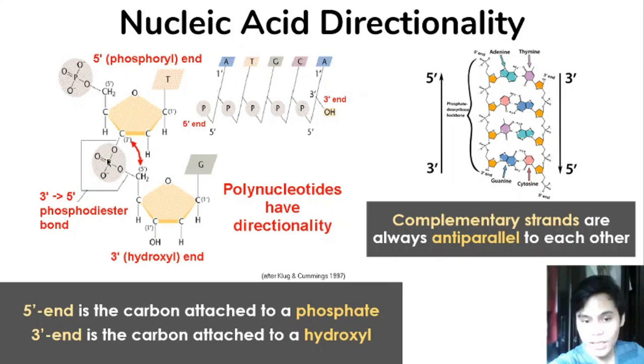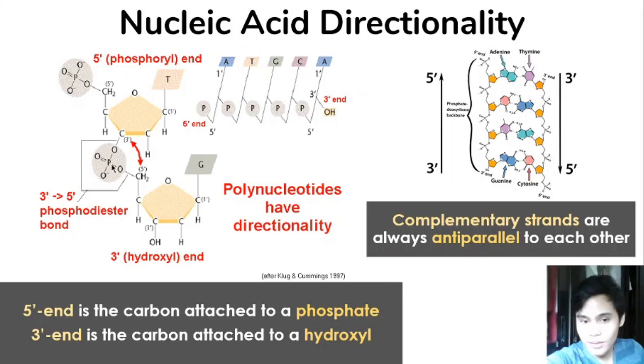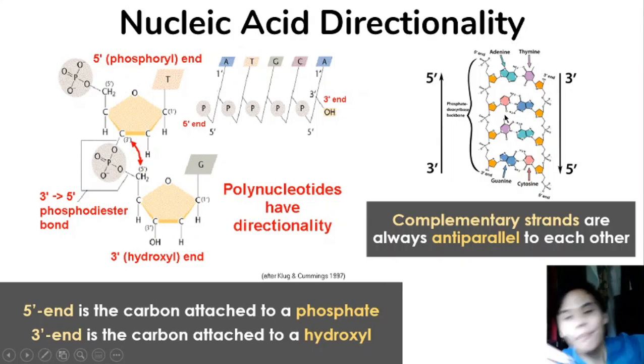Phosphodiester means that the phosphate is in the middle of your two sugar bases. That's why it's diester. Your ester functional group is your two alkyl groups with one thing in the middle, and that thing in the middle is your phosphate. Okay, so again, 5' end and 3' end, so you can just think of it as left or right. They are always anti-parallel, your complementary strands. So that means that if one strand is going from 3' to 5' on one side, your other strand will be from 5' to 3'. Again, they go in opposite directions, anti-parallel.